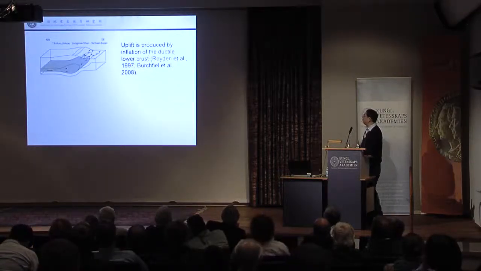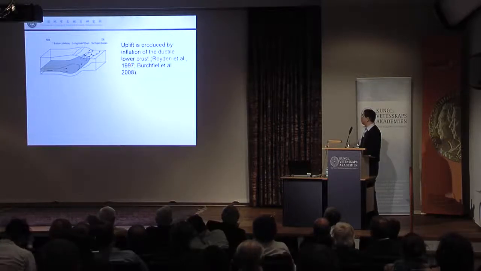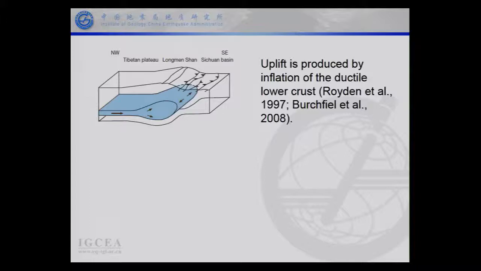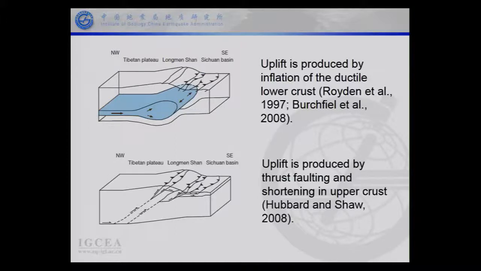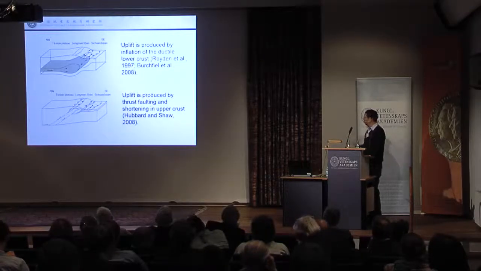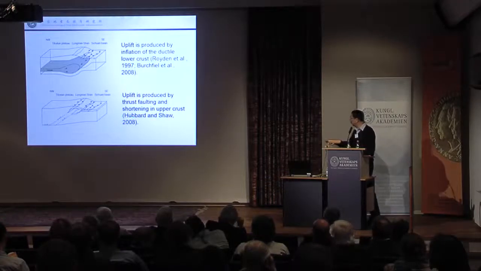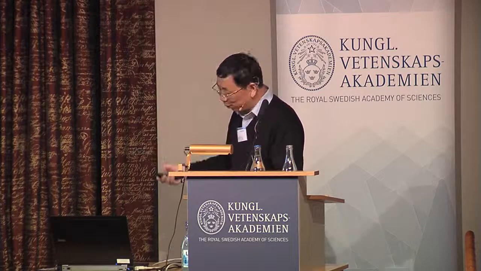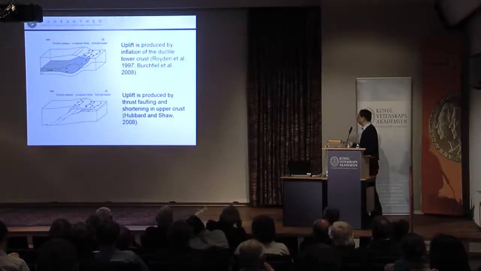A number of models have been proposed to explain the formation of the Longmen Shan Mountains. One of the very popular models, proposed by Wiki and Clark and Royden, is the lower crustal flow model. This model was mentioned this morning, and I'm sure Wiki is going to talk about it in her talk. Another popular model is that the Longmen Shan Mountains formed by thrust faulting and shortening in the upper crust. For example, Hubbard and Shaw from Harvard proposed this kind of model, followed by other models.